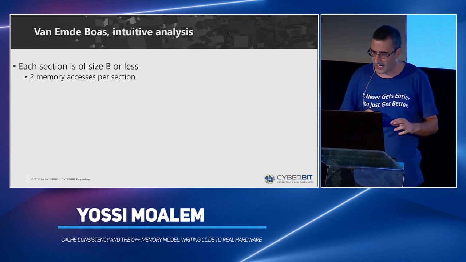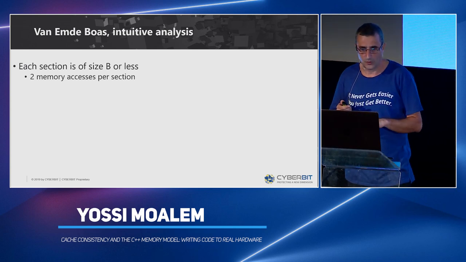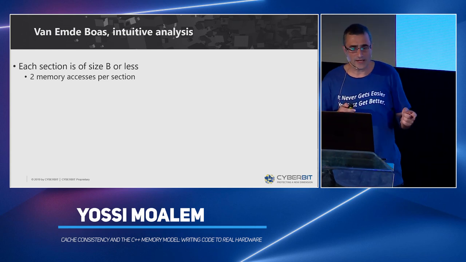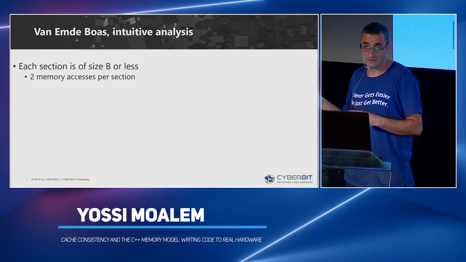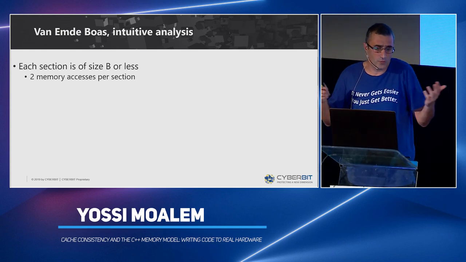So let's just have an intuitive analysis of how many cache misses we have. Each section is of size B or less, because we just kept dividing it. So it will require two memory accesses.